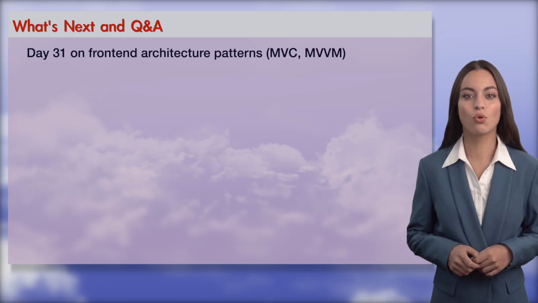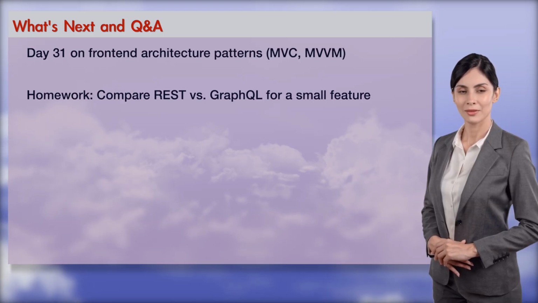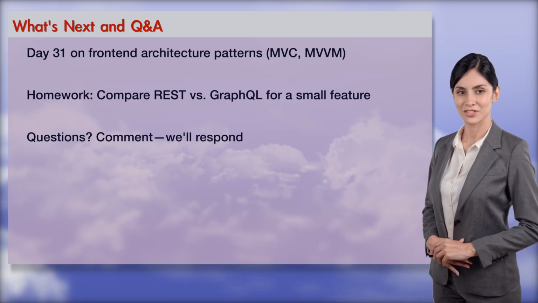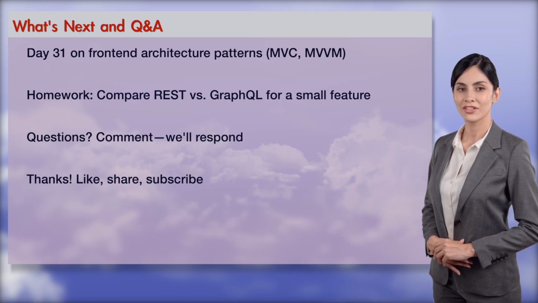Day 31 covers front-end architecture patterns such as MVC and MVVM in web applications. Homework: pick a small feature in an app you know and compare how you'd implement it with REST versus GraphQL. Note over-fetching, under-fetching, round trips, and versioning impact.